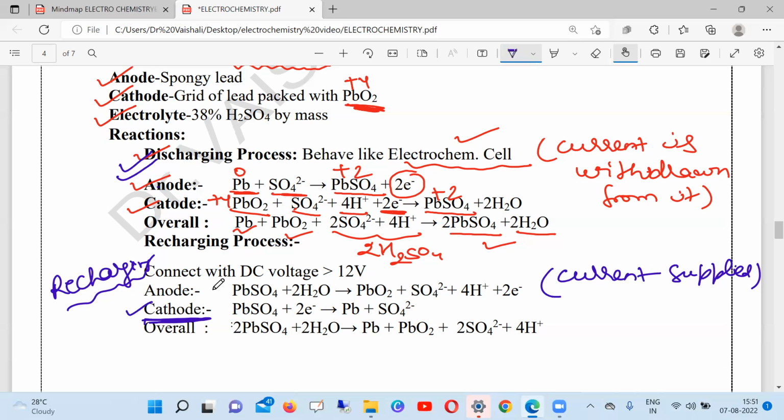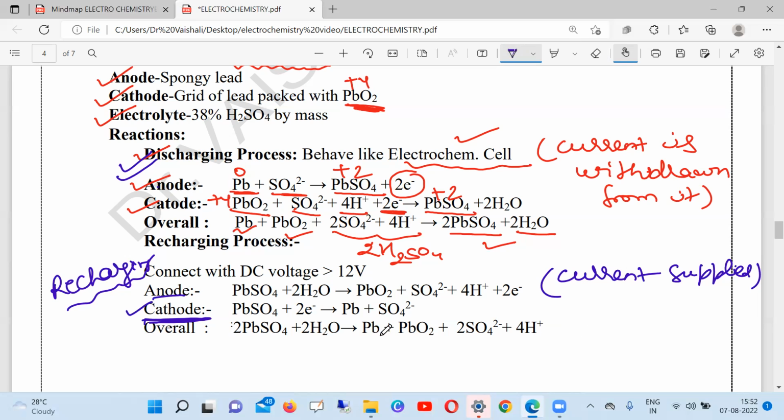Now second cathode वाला reaction देखो, उल्टा पहले लिखते हैं. PbSO4 plus 2H2O gives PbO2 plus sulfate ion plus 4H plus 2 electron. Anode. So cathode becomes anode, anode becomes cathode, and the reaction also becomes reverse. Even overall you can see बिल्कुल उल्टा लिख दो. 2 PbSO4 plus 2H2O gives Pb plus PbO2 plus 2 sulfate ion plus 4H plus ion. हो गया ना? Very simple.